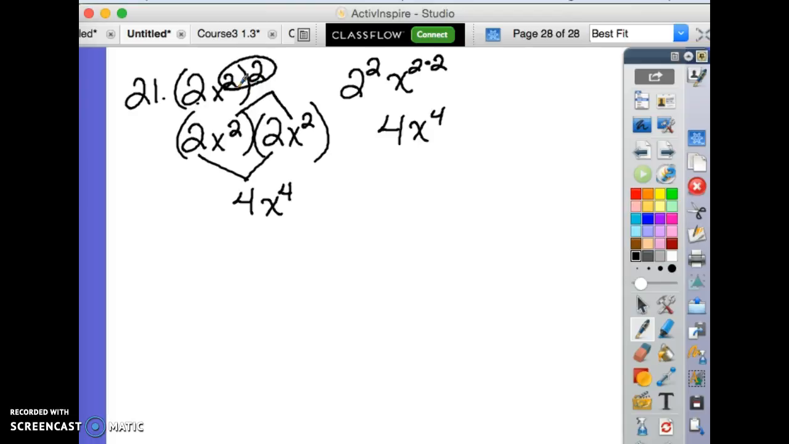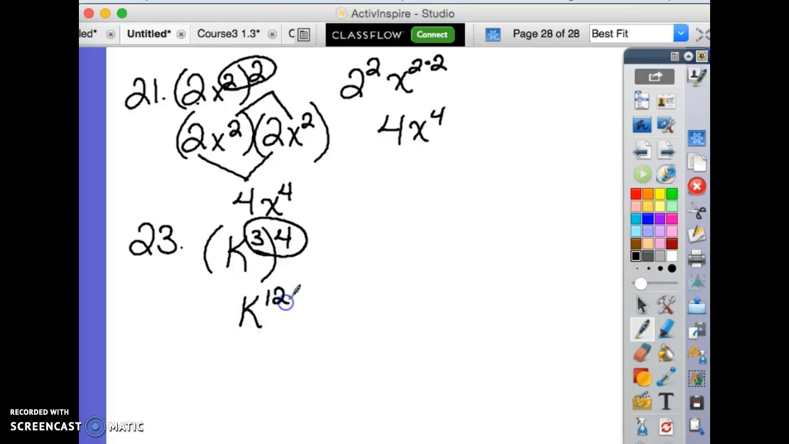Okay, so looking at 23, this is one that does not have a number on the inside. It just has the letter k to the third, so our variable is k, raised to the third power, and 4 is our exponent. So since you only have a single base and you have two exponents right here, you're actually going to multiply these. So it would be k to the 12th power, 3 times 4.